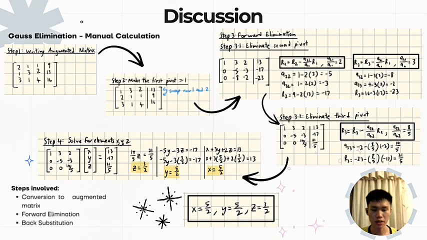Hello, my name is Lim Hao Leong. Today I'm going to discuss the calculation of Gauss elimination, LU decomposition, and also PLU decomposition.